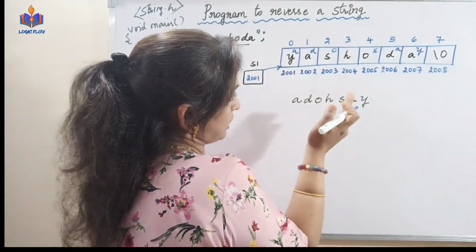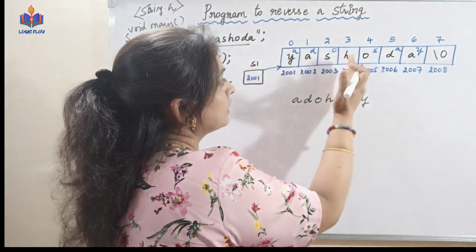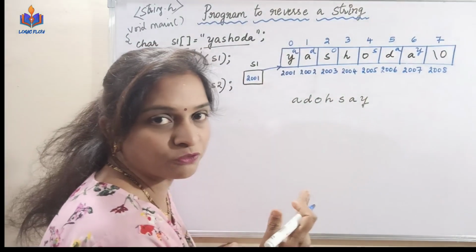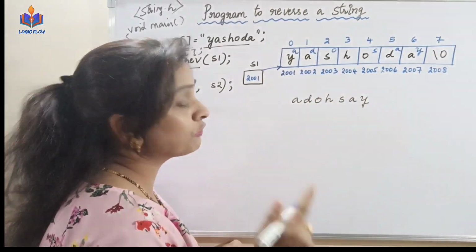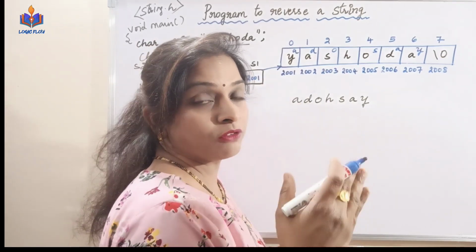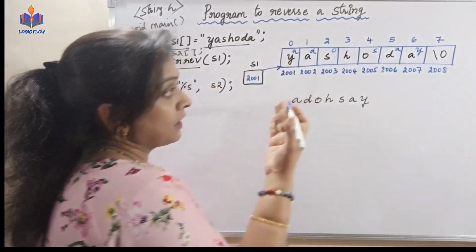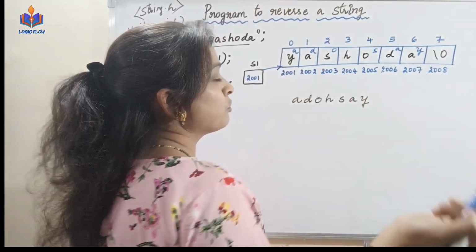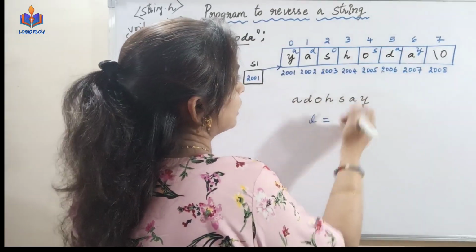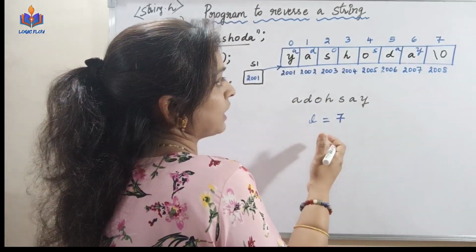So to say, I am traversing from the beginning till the mid of the array, half of the length of the array. So we need to find the length of the array here. When I say you have to go to the mid of the array, half of the length, we need to find the length of the character string. So we can use string length and we'll get the length. So length equal to how much? It is totally 7.